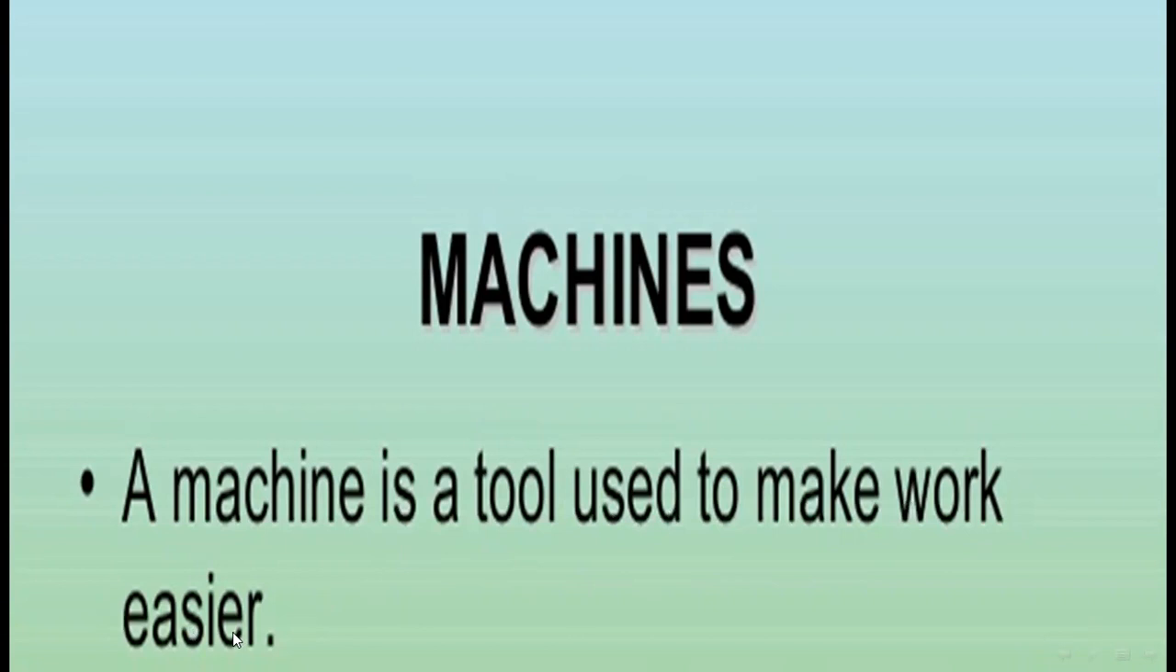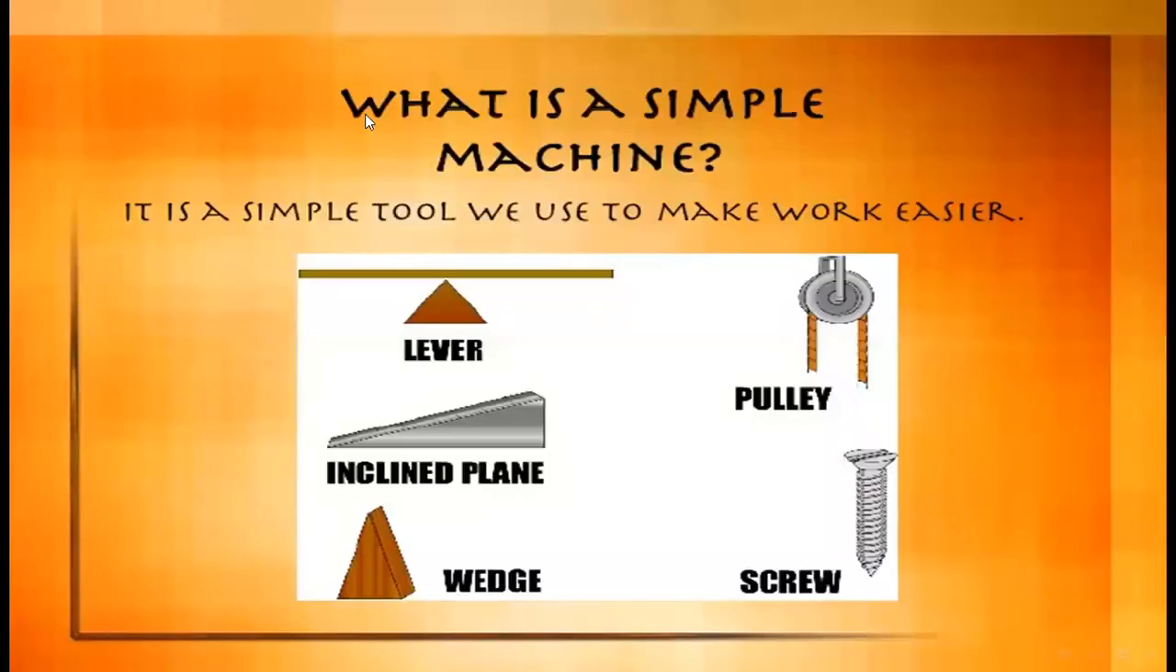And how many types of machines? We have two types of machine. One is simple machine and the other is compound machine or complex machine. So first of all, we know about the simple machine. What is a simple machine? A simple machine is a tool we use to make work easier.